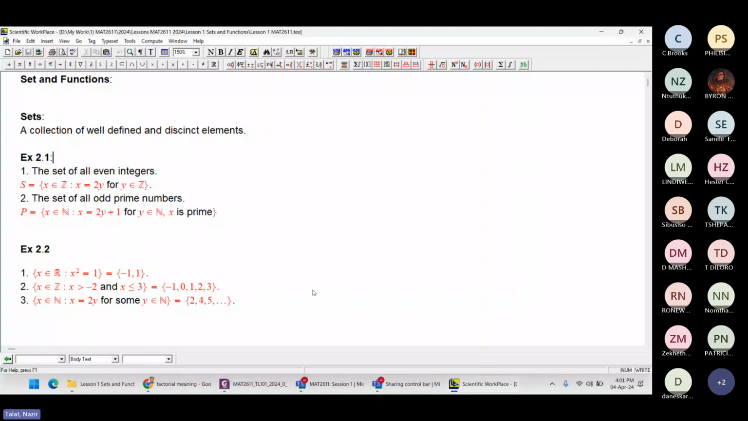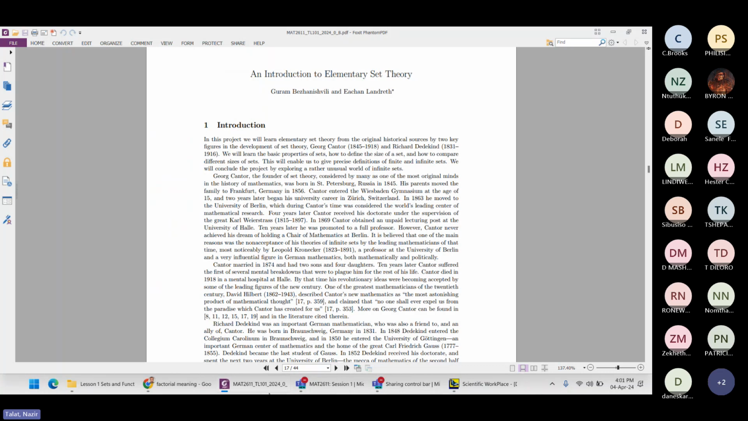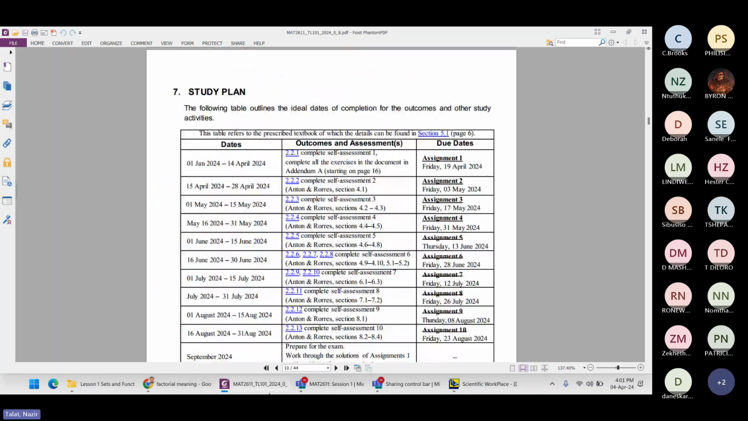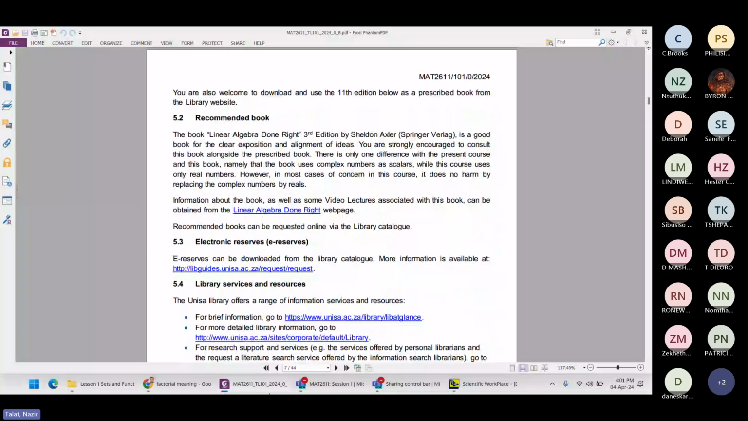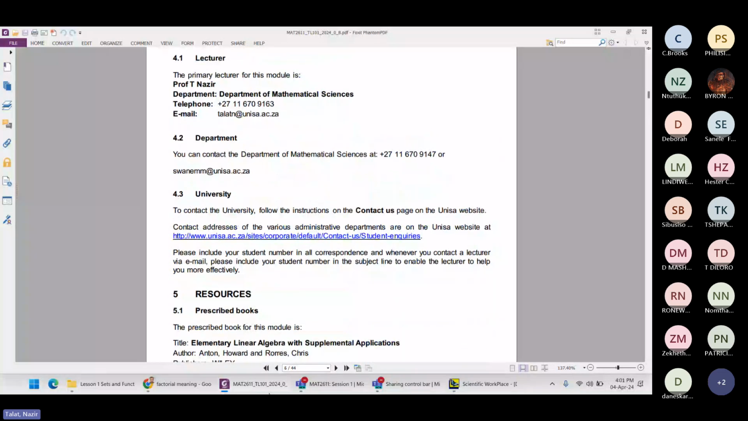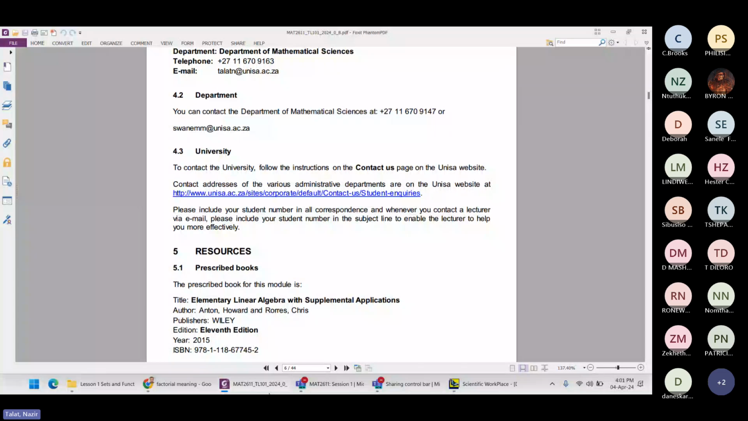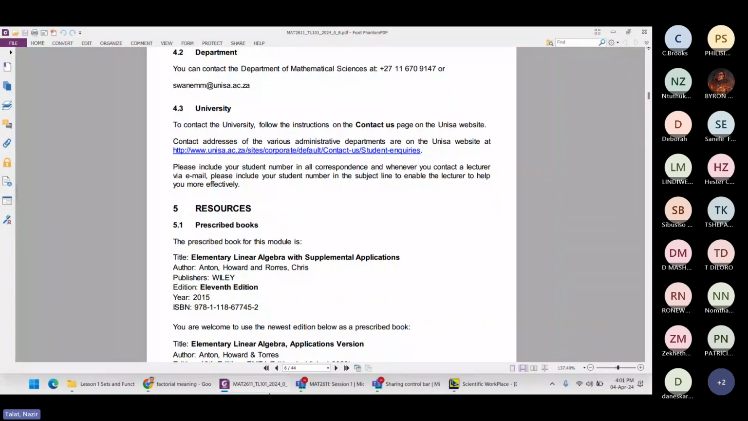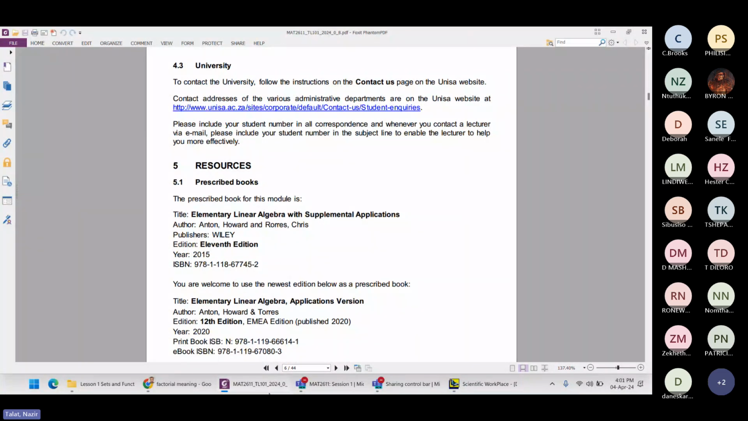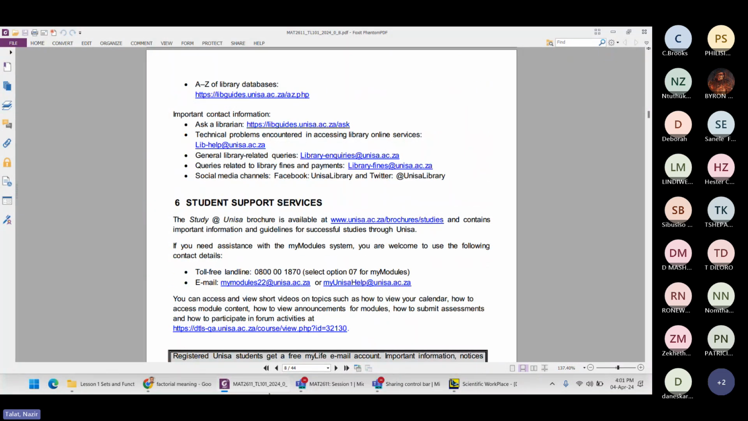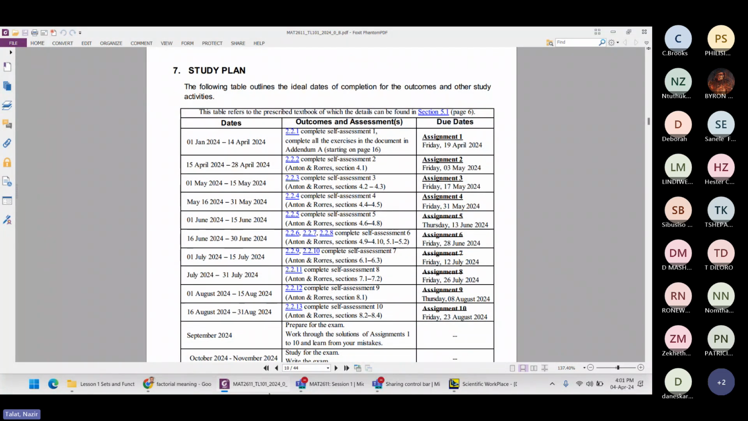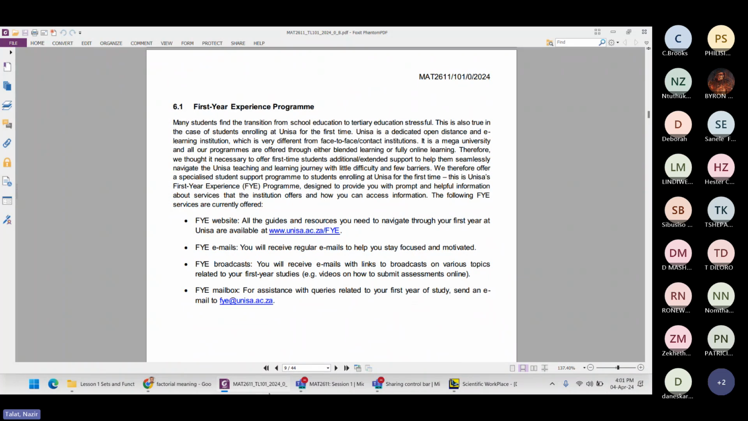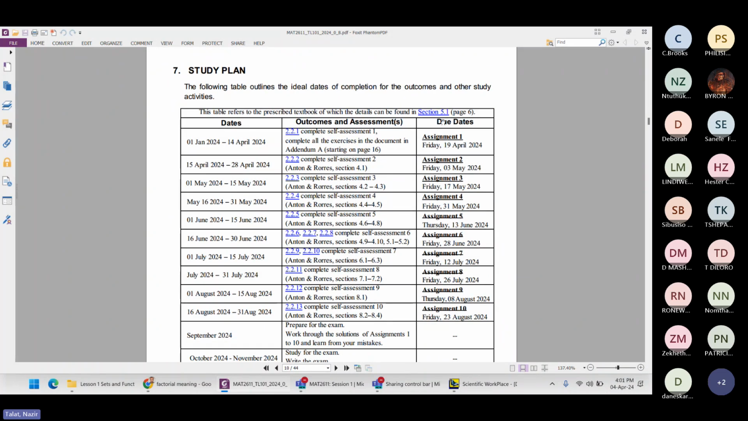In this course, we have the course outline and the tutorial letter where all the things are described. Also, the assignments are defined over here. As you know, the prescribed textbook is Elementary Linear Algebra with Supplementary Applications by Howard Anton. It's the 11th edition. You can also follow its 12th edition. So this is the prescribed textbook, and the study plan follows accordingly, where the outcomes and assignment dates are mentioned.